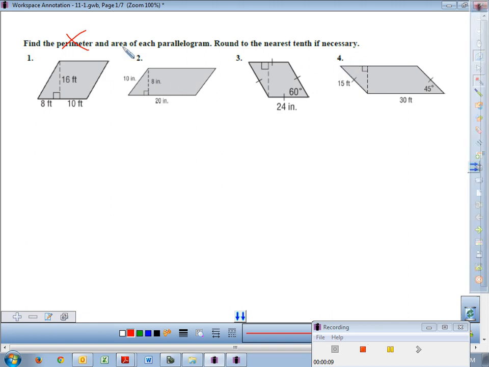Just find the area. So first they tell us that each one of these shapes is a parallelogram, round to the nearest tenth if necessary. We'll give them all exact right here. So we'll give both exact and approximate if that comes out.